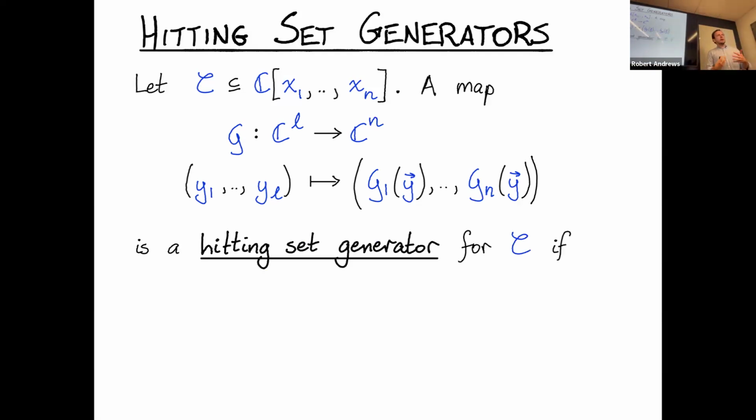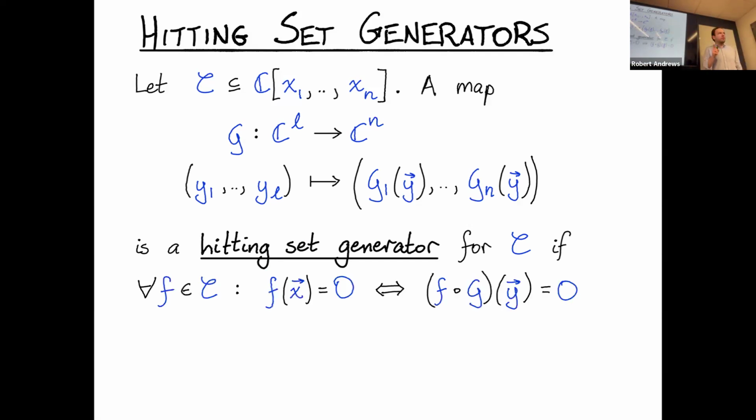And we're going to say that this map curly G is a hitting set generator for curly C if the following property holds. For every F in curly C, every polynomial we're interested in testing, F is identically 0 exactly when the composition of F and this generator is also identically 0. So this gives you a reduction that says if I want to test F, it suffices and is correct to test F composed with G.